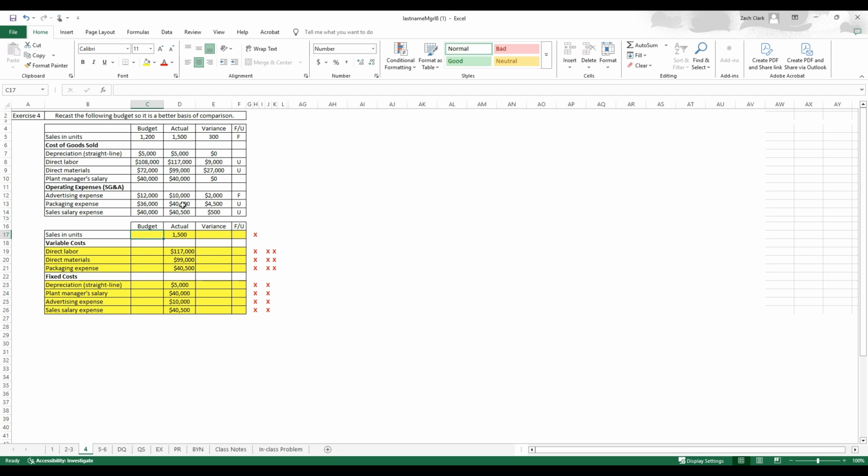Okay, so here's the big change we want to make, and again, these are going to be the same as our budget. We don't want to change those. When it comes to depreciation, we've got 5,000. When it comes to our plant manager salary, 40,000, and we are pulling these in from the budget tab. Advertising expense 12,000. So that one we were a little bit over, and just because it's fixed doesn't mean we're going to 100% meet that fixed budget every time. That's just something that doesn't flex with increased production necessarily. And then sales salary expense.